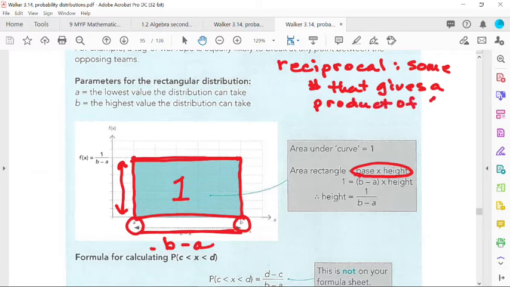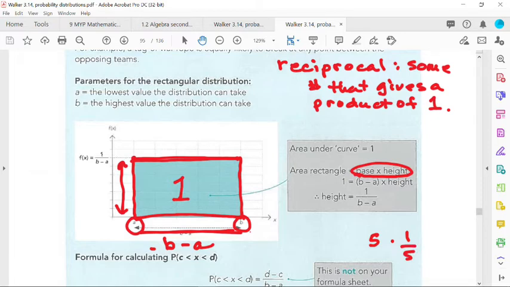Now, if you don't remember that, don't worry about it. We'll just do it their way. But I just want to show you where this number is coming from. So let's say that our length was 5. Well, what number, and the reciprocal is almost always a fraction, what number can I multiply 5 by to turn it into a 1?